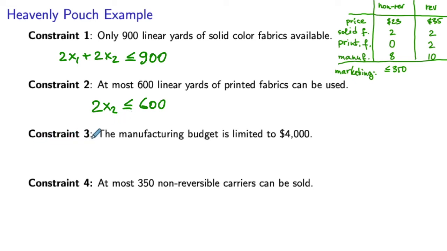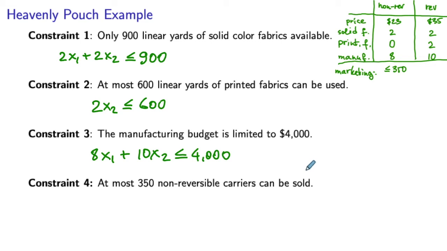Then the third constraint says that the manufacturing budget is limited to $4,000. The manufacturing costs per unit of each product are listed in this line right here, so we need $8 of manufacturing budget per unit of non-reversible carrier and $10 per unit of reversible carrier. So the total amount of money that we are going to use for manufacturing will be 8 times x1 plus 10 times x2, and this must be less than or equal to $4,000. So this is our budget constraint.